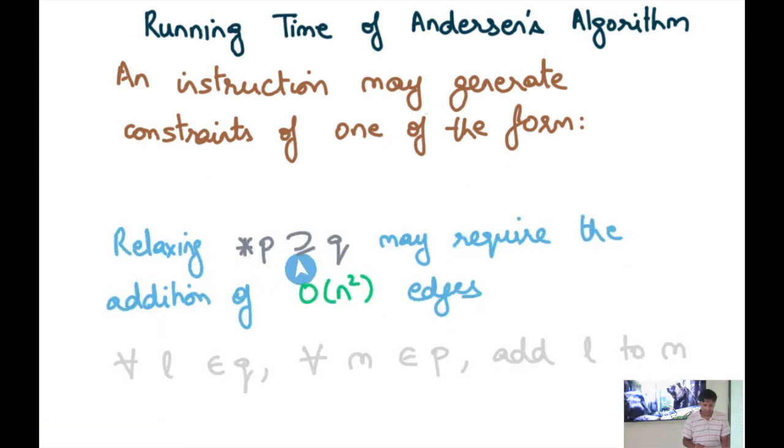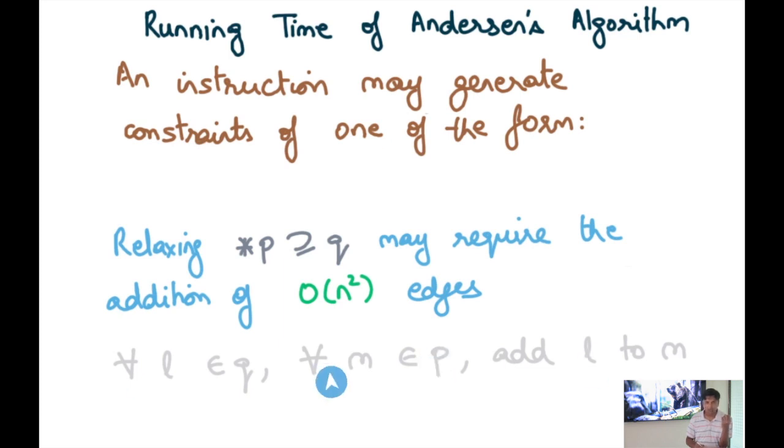Now similarly, let's look at another constraint. Relaxing star P is a superset of Q may require the addition of order n square edges, I claim. So let's understand this. Q may have order n outgoing edges. Similarly, P may have order n outgoing edges, but for each of the outgoing edges of P, we need to add everything in the outgoing edges of Q to the outgoing edges of whatever P was pointing to. In other words, for all L belonging to the outgoing edges of Q, for all M belonging to the points-to set of P, or the outgoing edges of P, we need to add L to M.